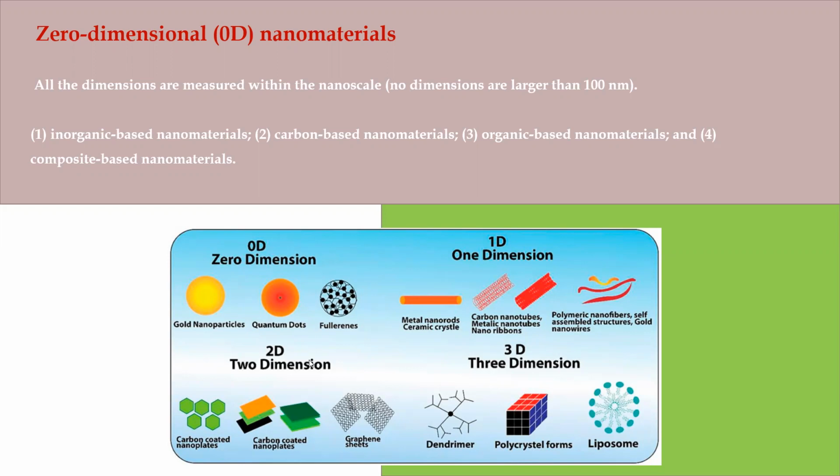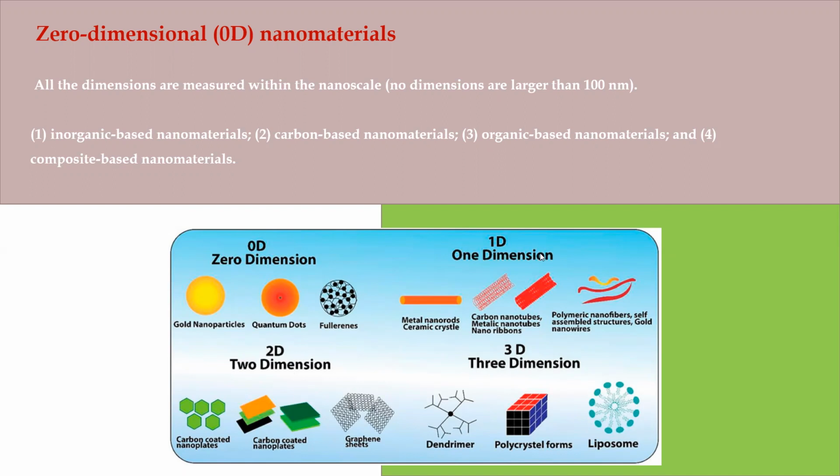So in a two-dimensional material, two dimensions are in bulk, and one dimension is in nanometer. Consider carbon coated nanoplates, or let's consider a thin film. Then length and breadth both are in the micrometer range or greater than 200 nanometer, but the thickness is in nanometer. So one dimension is in nano, two dimensions are in bulk, then we can say it is a two-dimensional material.